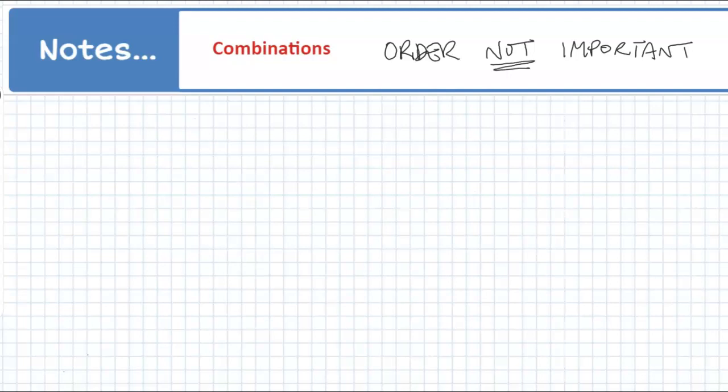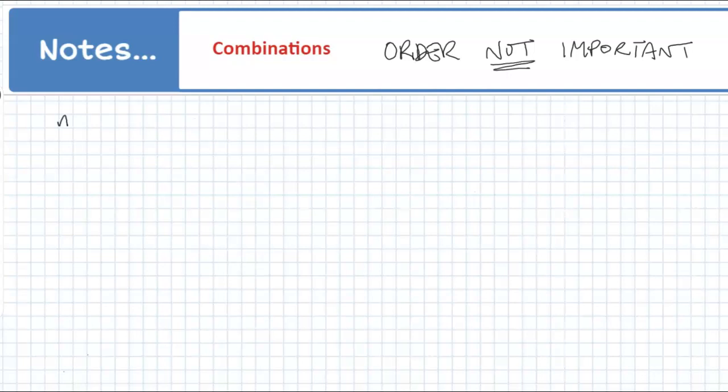Let's go through examples. Let's go through the terminology. Let's go through the notation. Let's go through a formula and then how we use it. And then we'll try and do some examples. So if we take first the notation.